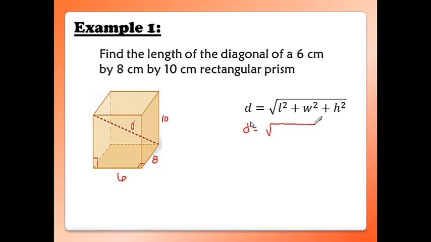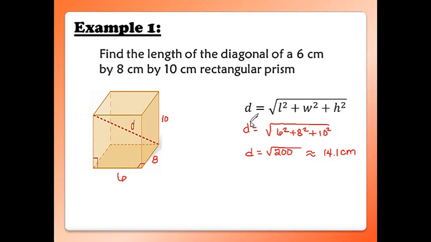D will be the square root of 6 squared plus 8 squared plus 10 squared. Simplify that, we get the square root of 200, and that is approximately 14.1 centimeters to be the length of diagonal D.